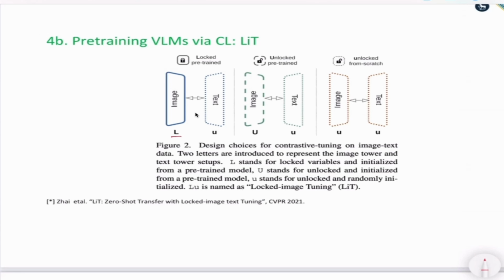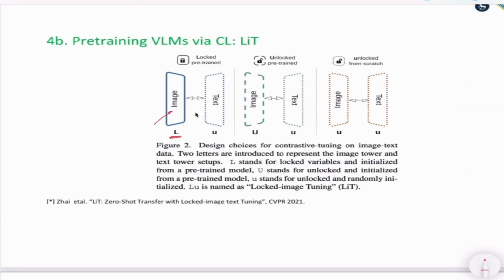Capital L would mean, so this is again a text encoder and a vision encoder. This is CLIP's setting of InfoNCE. All of those things are the same. All I am doing here is looking at how I am training my text and vision encoders. L means I am initializing from a pre-trained model. In the case of the image, I am initializing from a pre-trained image model, and I am locking it. I am not going to fine-tune or update the parameters of my vision encoder.